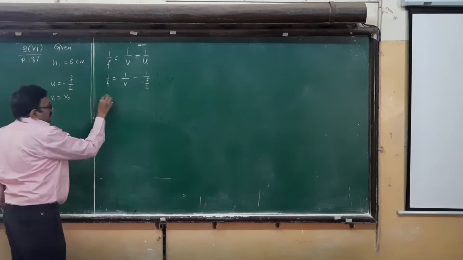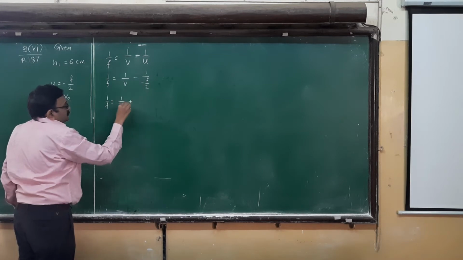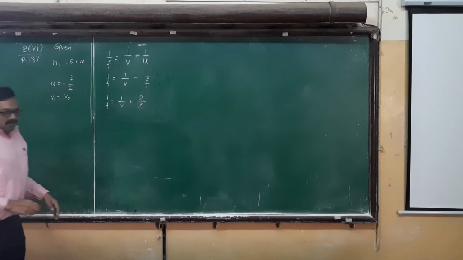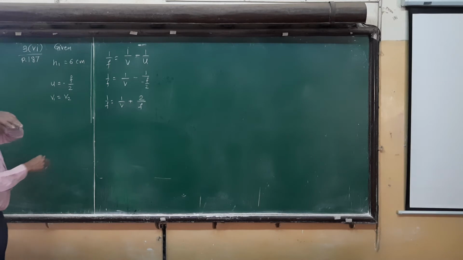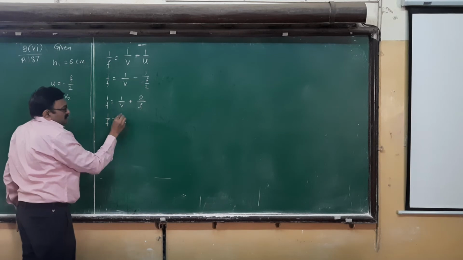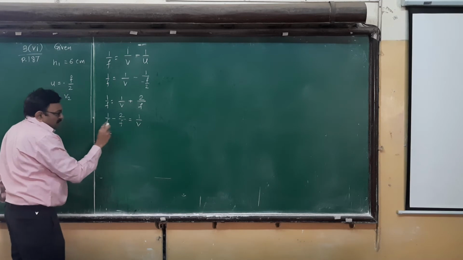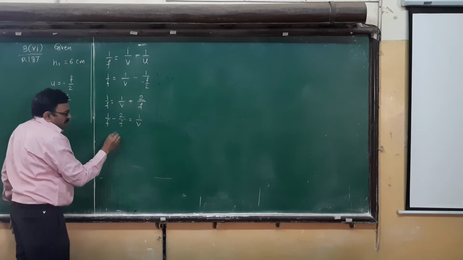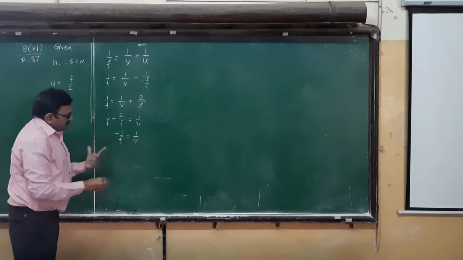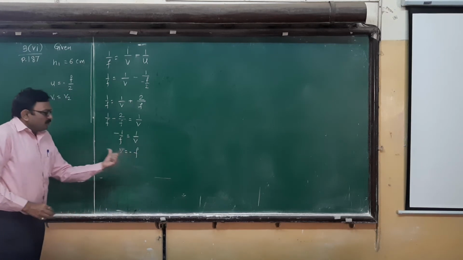In the next step, we write 1 upon f is equal to 1 upon v, this minus becomes plus, and the 2 goes to the opposite side, 2 upon f. Then 1 upon f minus 2 upon f is equal to 1 upon v. By solving this, minus 1 upon f is equal to 1 upon v. By comparing, we say that v is equal to minus f.